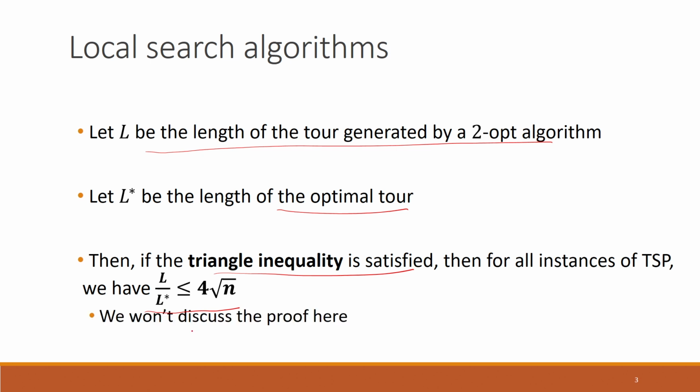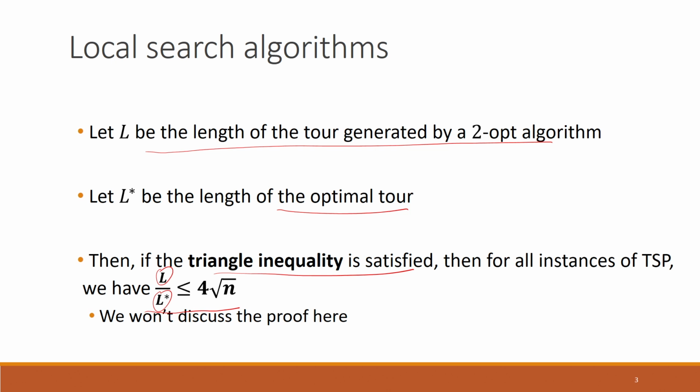Now, we will not be discussing a proof for this here because of the shortage of time, and we need to focus on other important topics as well. But the important point here is that this 4 root n is a function of n, the number of nodes present. So, if n becomes large, this ratio will also increase, and therefore the gap in the guarantee of the length obtained by this 2-opt algorithm versus the optimal length L star will keep increasing.